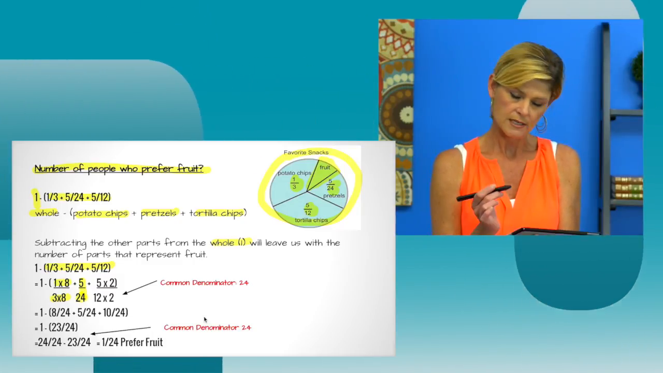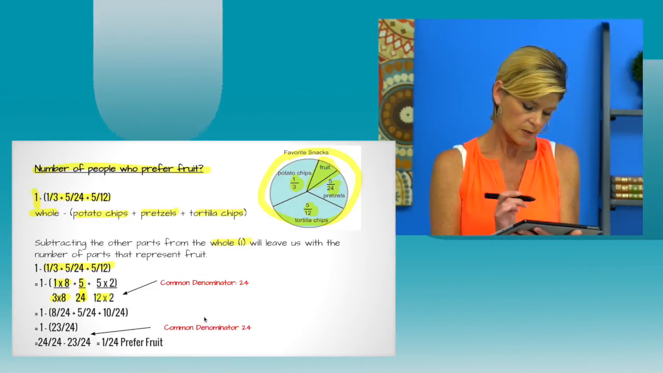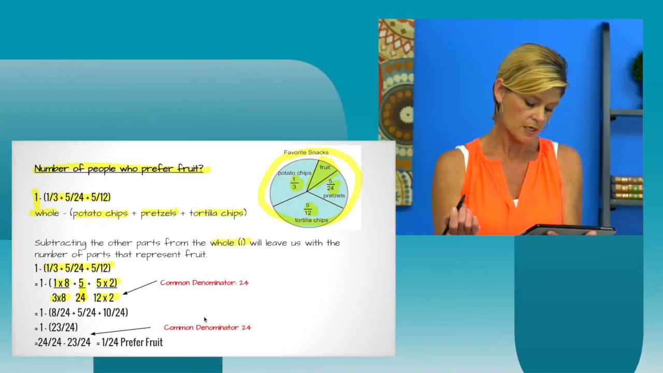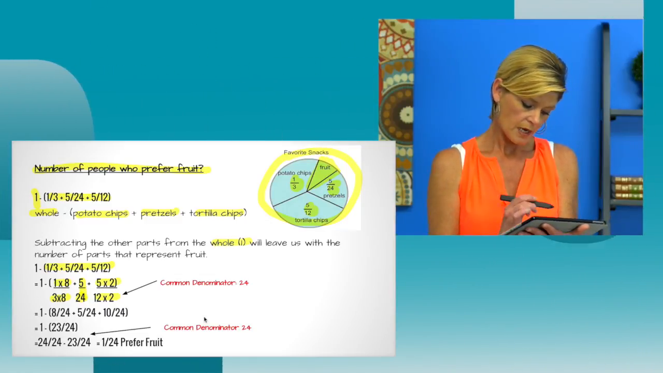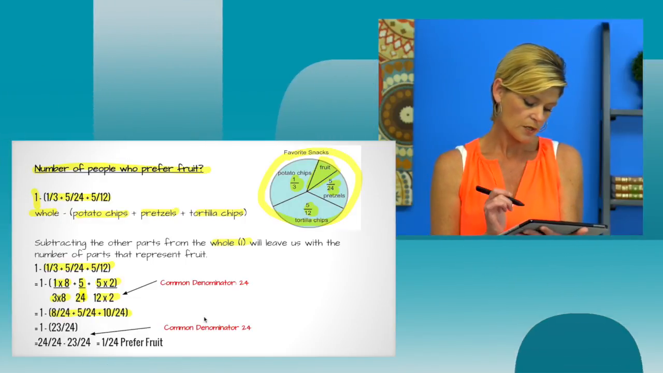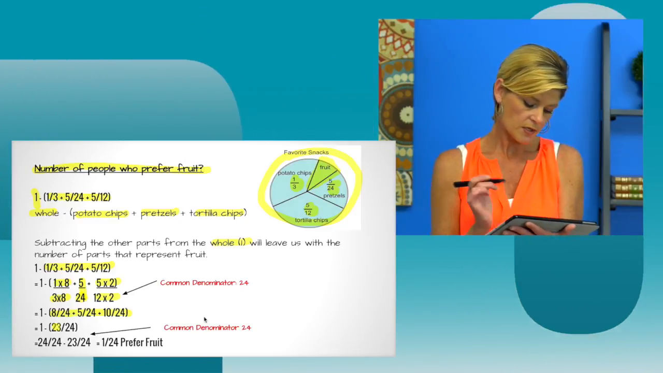5 24ths can stay the same. We haven't done anything to that. And then 2 times 12 to get to 24. Again, we have to do to the numerator what we do to the denominator, 5 times 2. And then solve there. We've got 8 24ths plus 5 24ths plus 10 24ths. And that gives us 23 24ths.